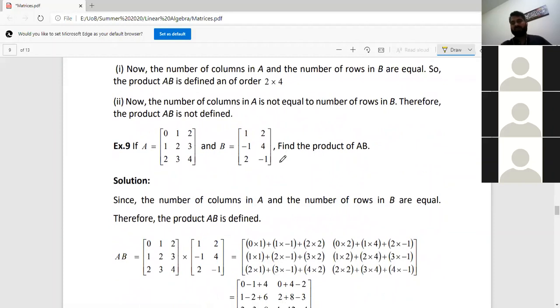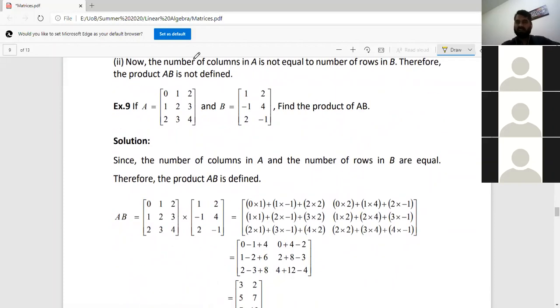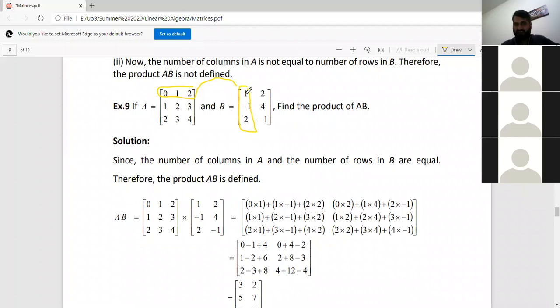Now let me go to the multiplication by itself. So this is an example. Why did we say that the number of columns should match the number of rows? We will pick the first column, and we will multiply it with the corresponding entries of the first row. The first entry of this row will be multiplied by the first entry of this column, second entry with the second, third entry with the third. So 0 will multiply by 1, 1 will get multiplied by -1, 2 will get multiplied by 2.